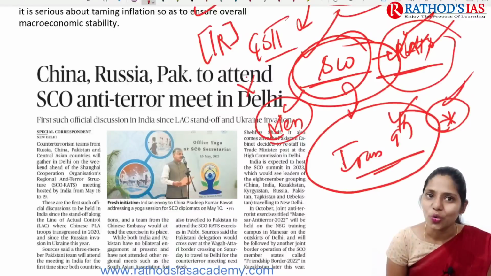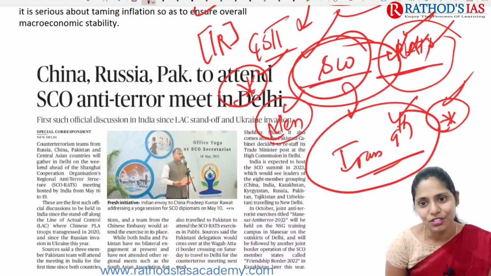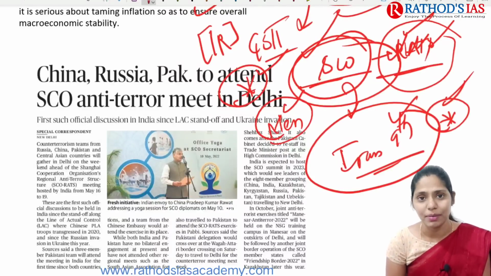So this is your homework, students. Please try to refer to who are the members, that is full-time members, as well as observer states of this SCO. So don't blame me afterwards if you can't answer this question in your coming prelims.